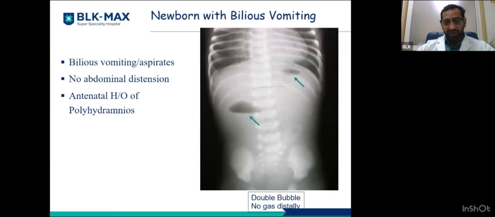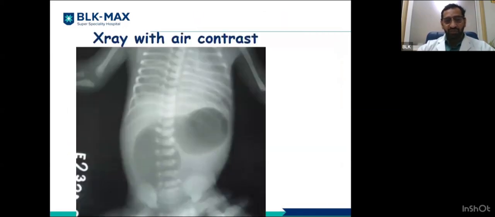So this is a classical double bubble sign, although there is only a very small amount of gas seen in the stomach and the duodenum. So what we can do here is put some more air through the nasogastric tube. And this will help you in further confirming your diagnosis.